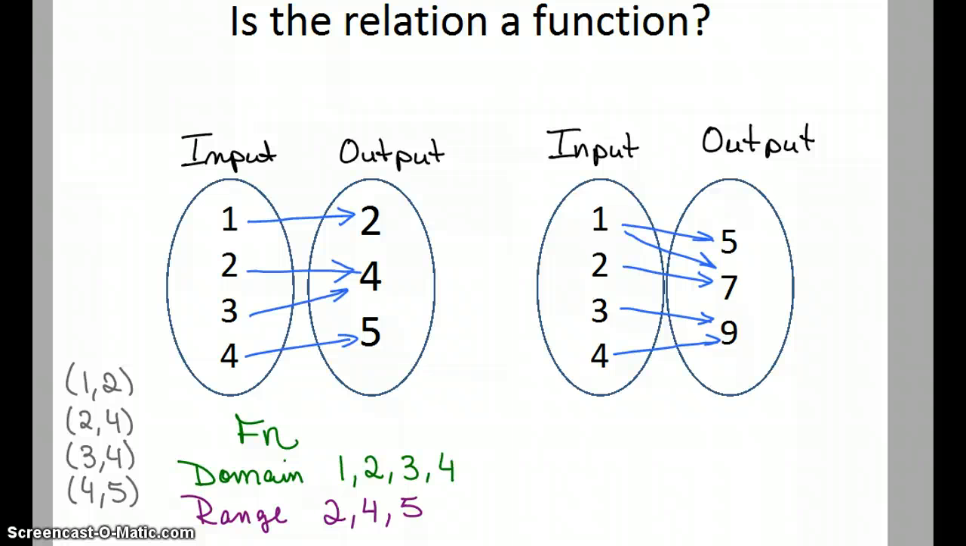Let's look at the next one. My input values are 1, 2, 3, 4 again. My output values are 5, 7, 9. Oh, but look right here at this one. 1 goes to 5 and 1 goes to 7. So for my input 1, it has two outputs. So this is not a function. And I'm writing FN to represent function.